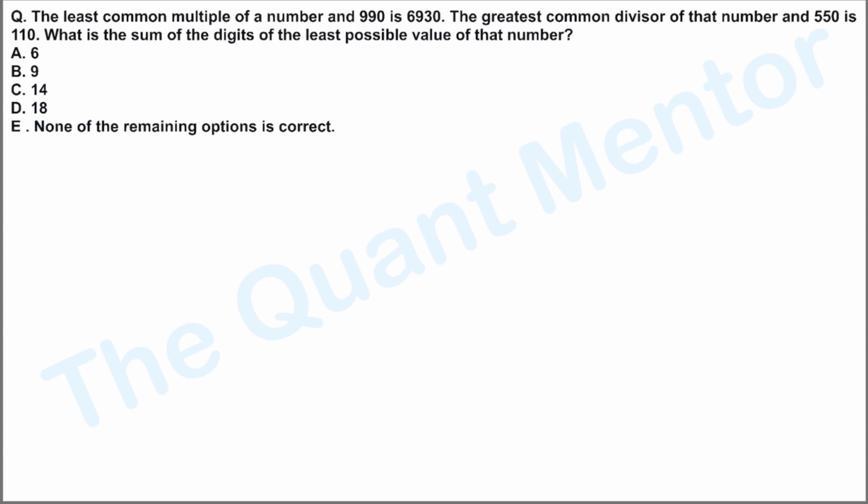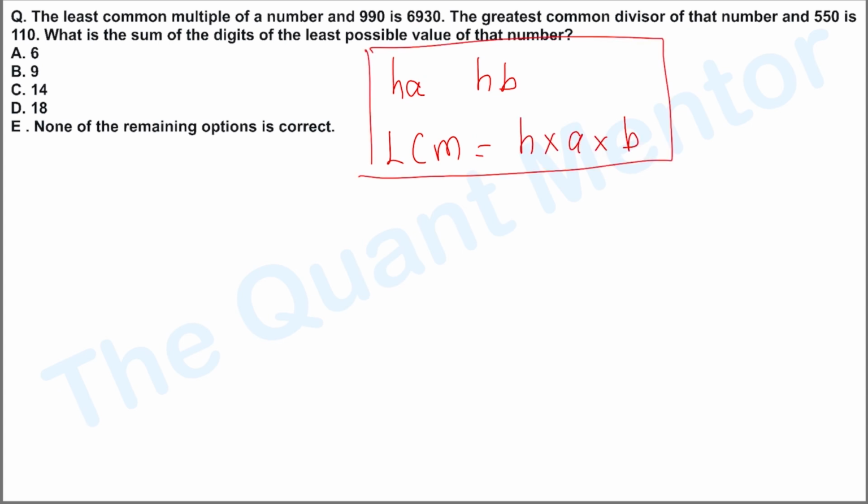Alright guys, this question is based on a small concept: for two numbers having HCF equal to H and coprime factors A and B, we can always write them as HA and HB. Also, the LCM of the two numbers is H times A times B. This is what we are going to need in this particular question.